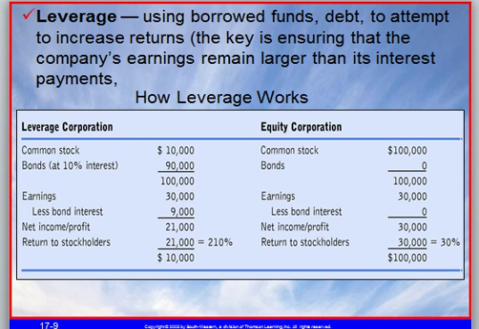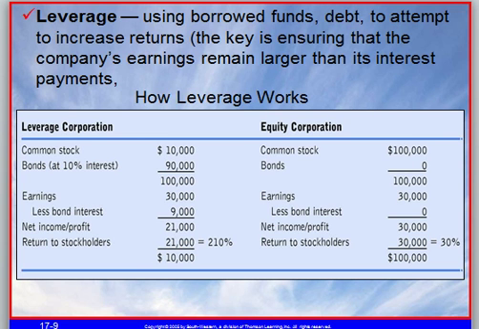In the leverage corporation, we're using bonds that pay 10% interest as part of our funding structure. 90% of our corporation is funded using leverage, or debt. Only 10% is equity, or money put in by the owners. In equity corporation, we're funding with 100% equity, no debt or leverage. Under leverage corporation, we have to pay interest each year to the bondholders. That's deducted from our earnings, leaving us with a net income or profit of $21,000. In comparison, under equity corporation, we don't have to pay interest, so our net income profits are $30,000.